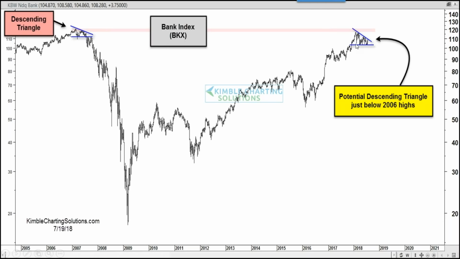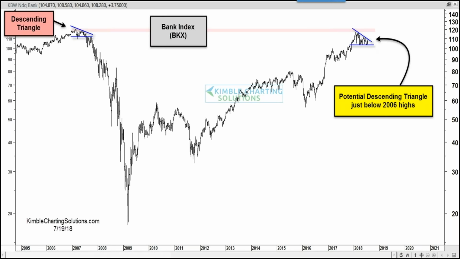And since then, banks have been weaker than the S&P and could be creating another descending triangle just underneath the 2007 financial crisis highs. So whether you're long-term, intermediate, or short-term trading, this falling resistance test is a really big one for the banks.